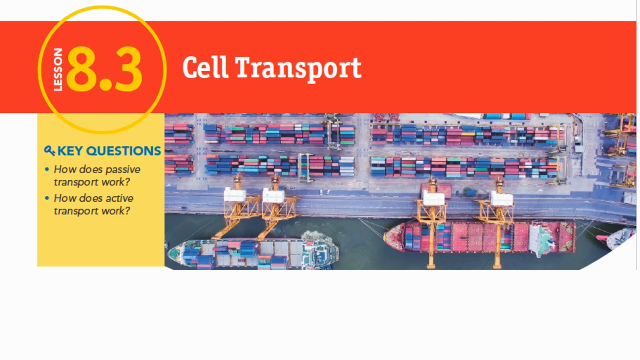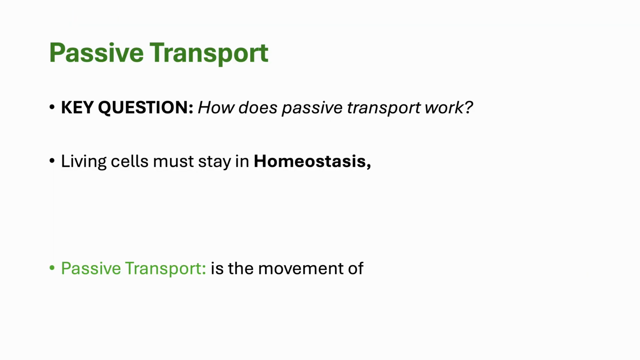So in lesson 8.3, we're going to be talking about cell transport. There are two types of cell transport: passive transport and active transport. Passive transport is the one that occurs naturally, the flow from high to low without energy, and active is against that concentration gradient, where energy is required to move things in and out of the cell.